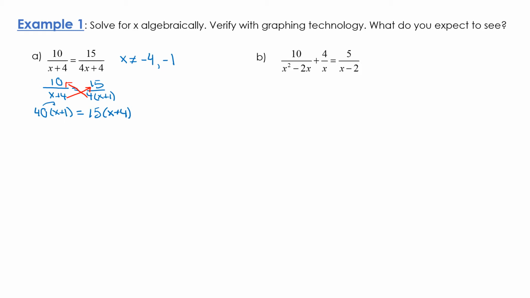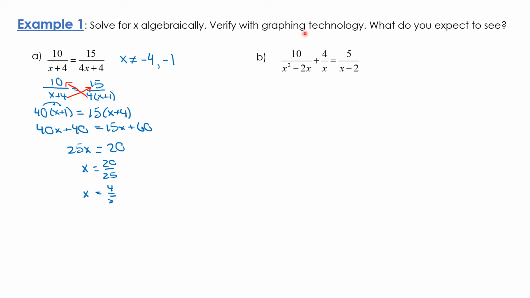Let's distribute the 40 in, and we get 40x plus 40 equals 15x plus 60. Next step is to collect like terms. I'm going to put my x's together on the left-hand side. That will give me 25 x's, and my constants on the right-hand side is 20. So I get x equals 20 over 25, but we're going to reduce that always. That's 4/5. So back up to the question that I had originally in the instructions. So we solved it. We got x to be 4/5.